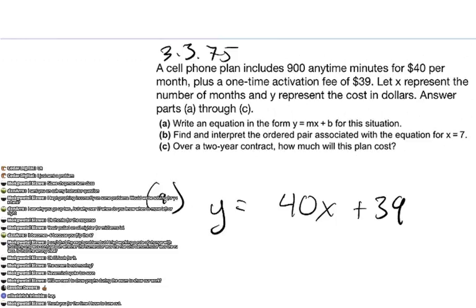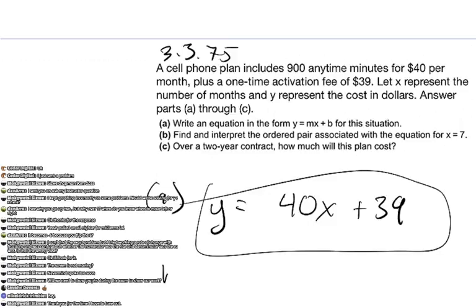So like month 1, we'll pay 39 plus the 40. And then month 2, we're just going to pay an additional 40, and so on. Now, it doesn't seem like they're charging overtime, if you go over the limit or something; it just seems like the base pay. So my claim is that this would be our equation. And then B says find and interpret the ordered pair associated with the equation for X equals 7.